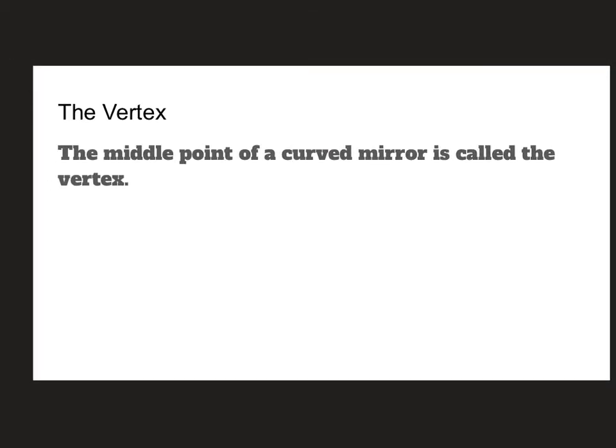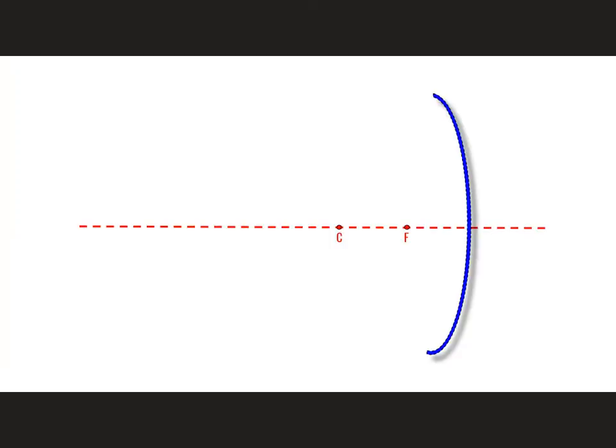The middle of a curved mirror is called the vertex. This is another handy point to know about. We can use it in our ray diagrams as well. The vertex is the highest point of the rounding of the mirror itself.